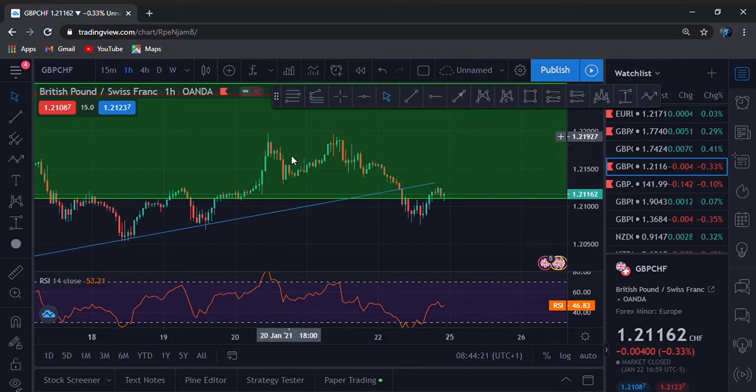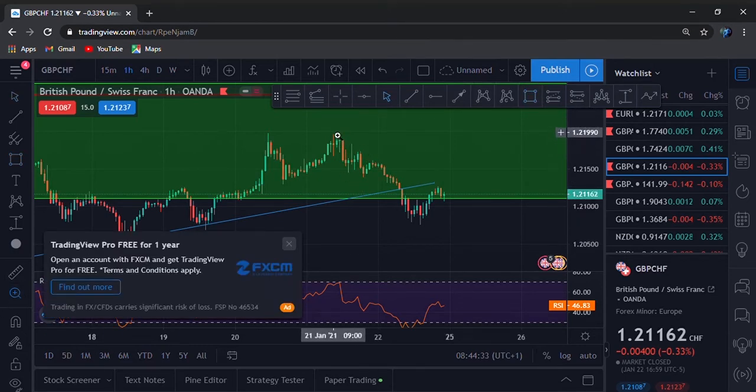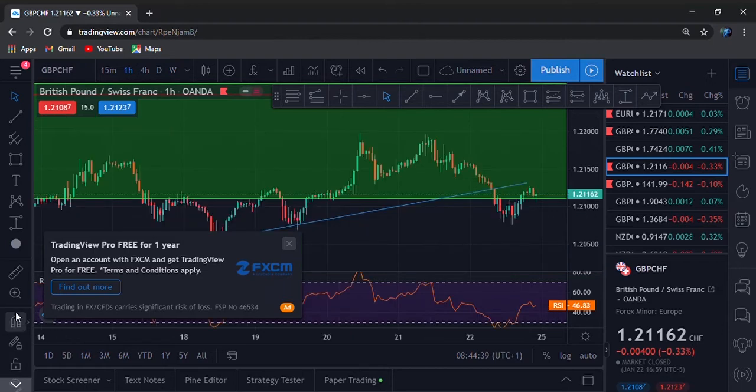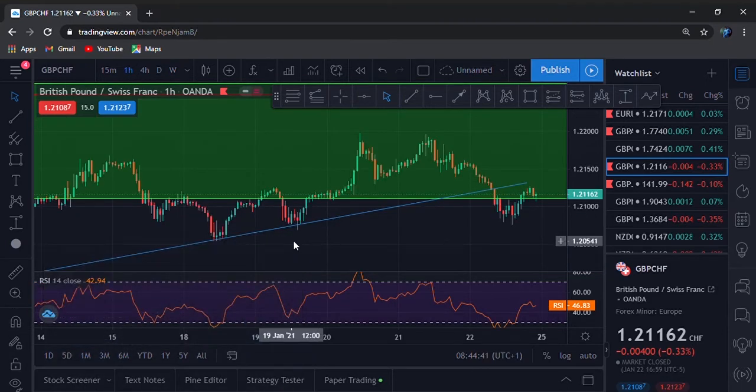The next thing I want to see is a bearish engulfing candle, and price actually gave me a bearish engulfing candle at this point. Let me just bring my zoom tool again. If we check this point, you can see this bearish engulfing candle. Price gave me this sweet bearish engulfing candle. That is another point that is in my trading plan.